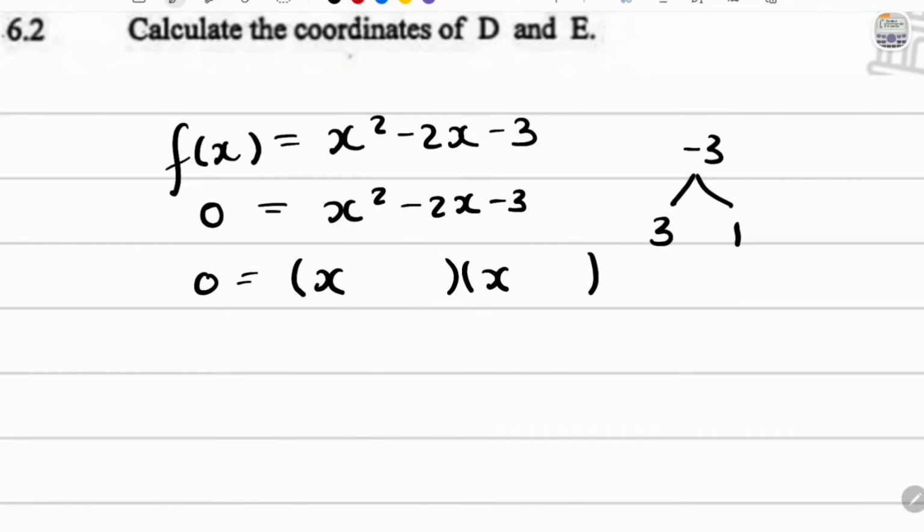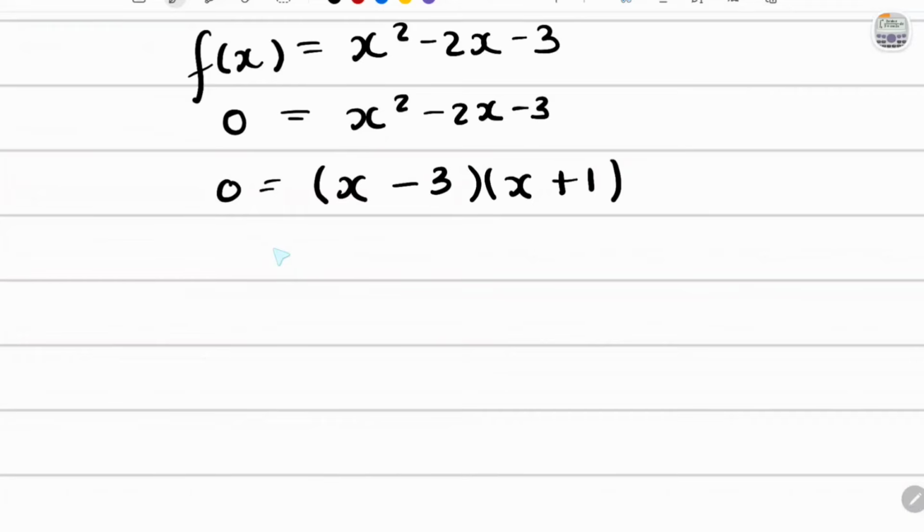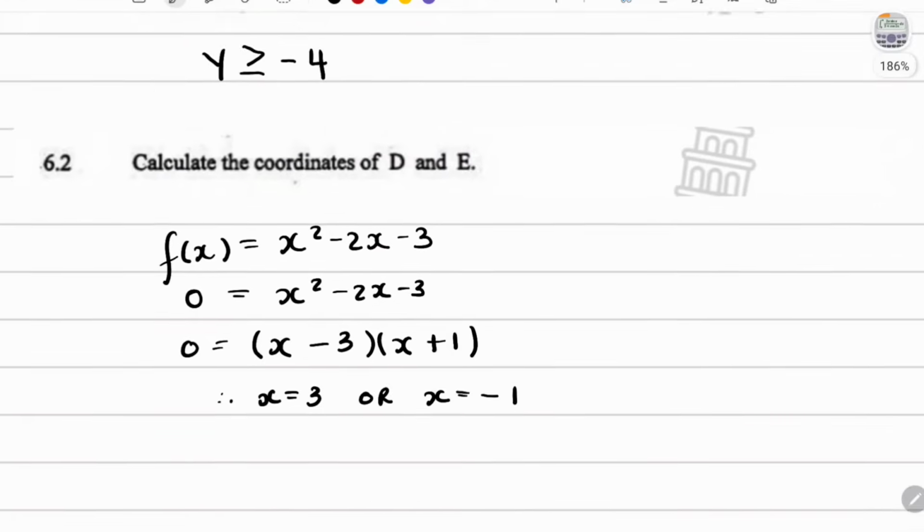Which ones should it be so that we can have negative 2 in the middle? Well, we could make the 3 negative and the 1 positive. So negative 3 plus 1 gives you negative 2. So our factors are just negative 3 and positive 1. Then solve for x. It would mean that x is equal to 3, or x is equal to negative 1. Now just assign it to the correct one.